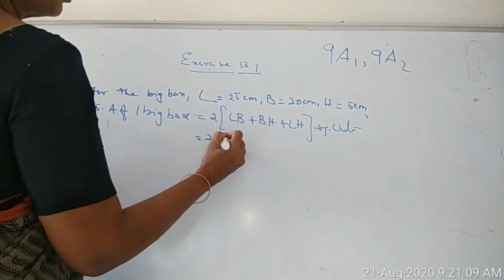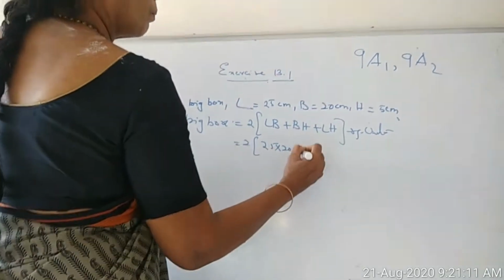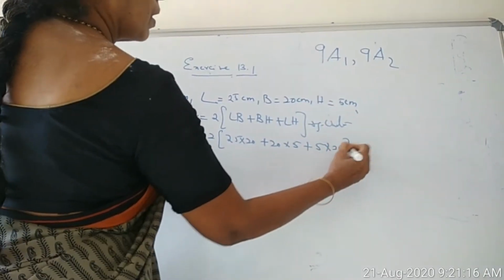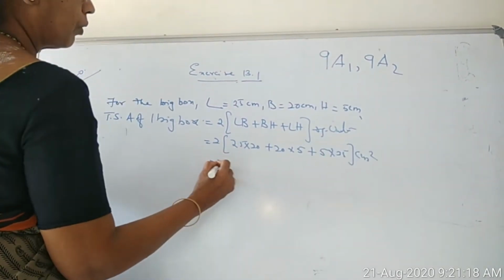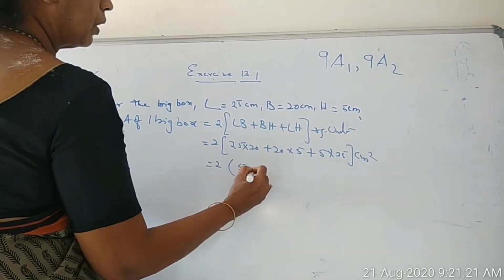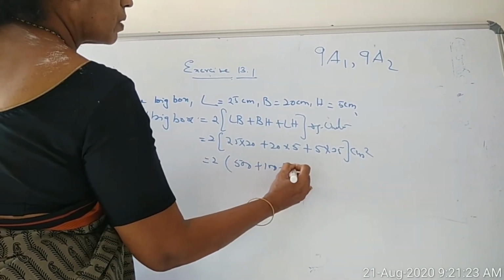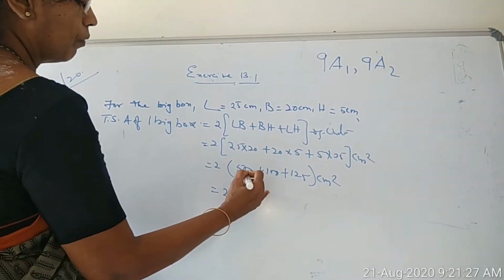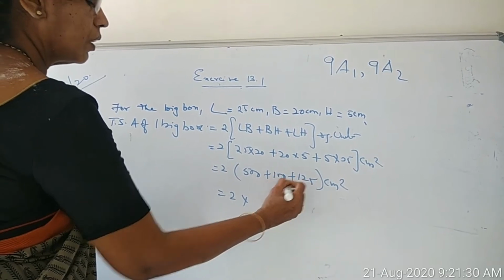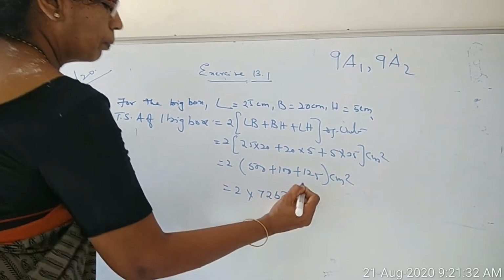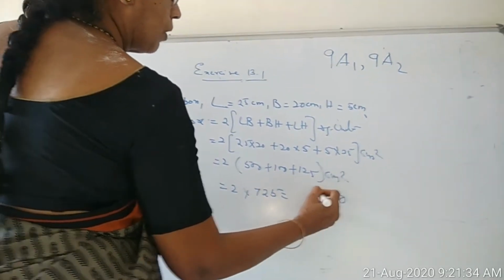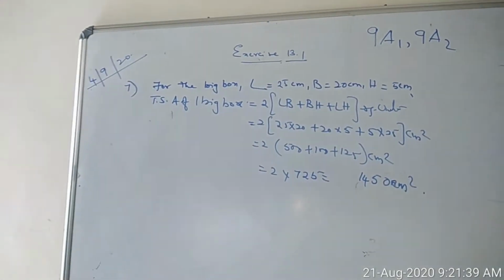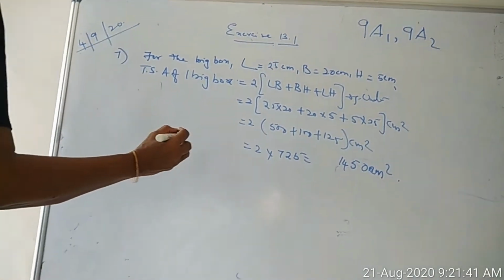Substitute your values, children. 2 into 25 into 20 plus 20 into 5 plus 5 into 25 centimeters square. 2 into 500 plus 100 plus 125 centimeters square. 2 into 500 plus 100, 600, plus 125, 725, into 2, 1450 centimeters square is the TSA of the big box.